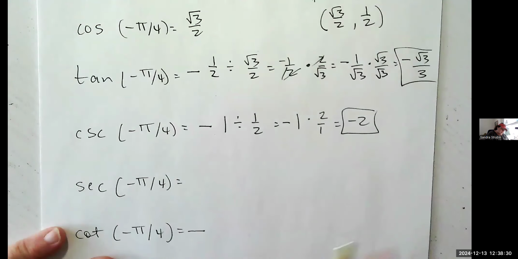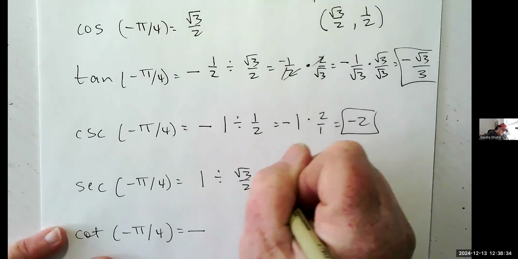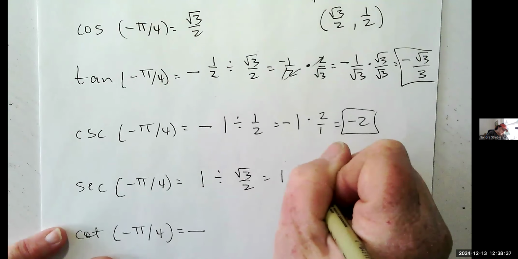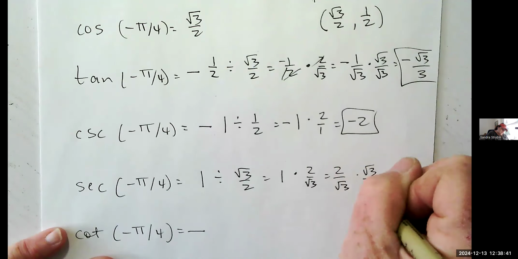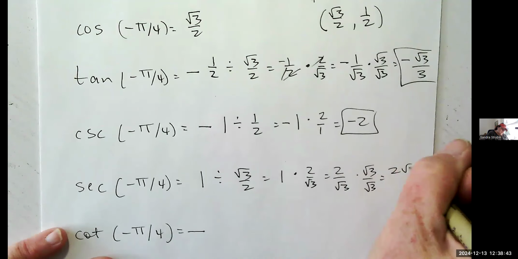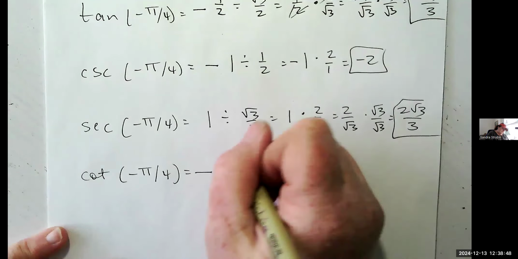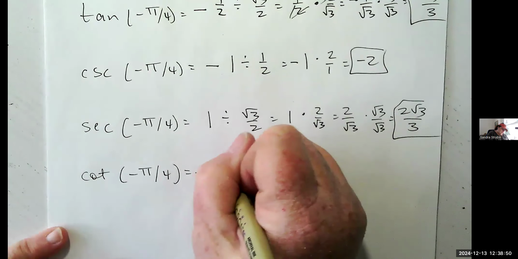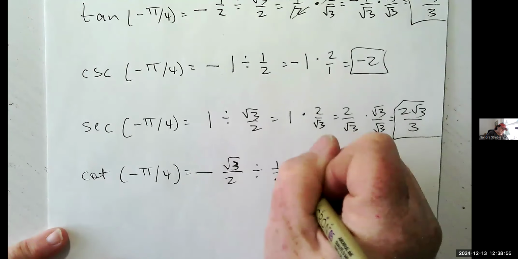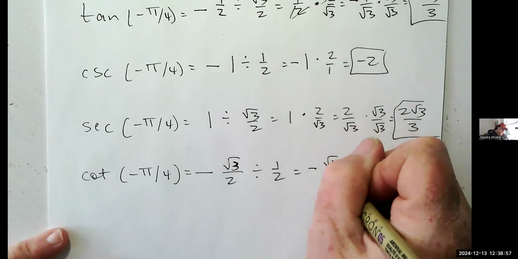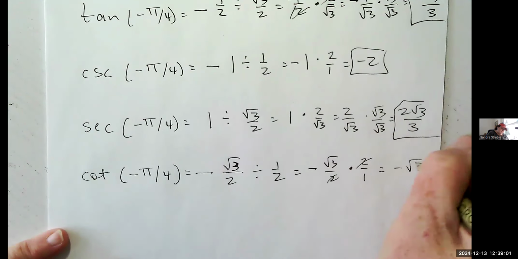Secant is 1 over cosine. Keep, switch, flip, rationalize. And then cotangent is cosine over sine. Keep, switch, flip. Done.